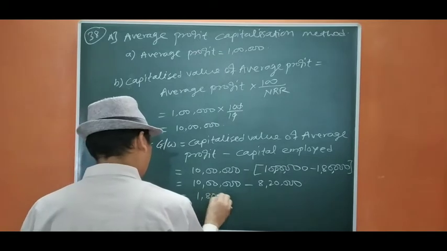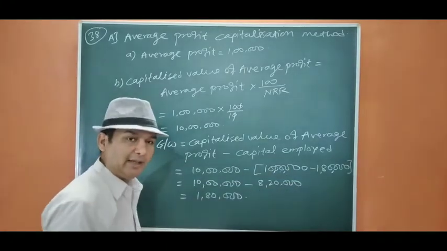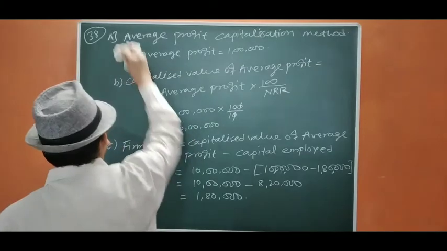Okay. Is it okay? This is capital employed, assets minus liabilities. Now we move to super profit method. B.